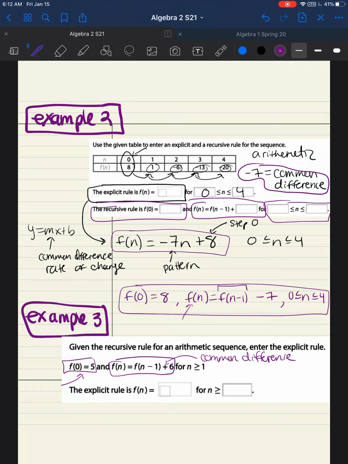So we'll write as our explicit, this is the recursive rule, right? We're going to use the recursive rule to write the explicit rule. So the recursive rule tells us they're adding 6 every time to the pattern, so that's easy. 6n, and our starting term is 5. For n values greater than or equal to 1, because we already defined 0. Alright.